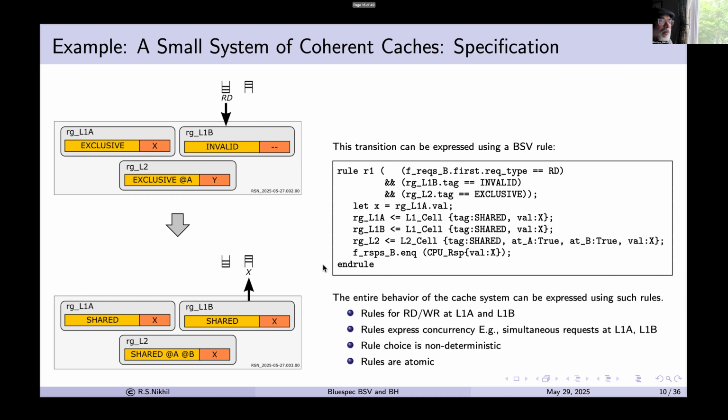Okay, and the entire behavior of the cache can be expressed using such rules. So I've given you one such rule. I'd need, of course, a symmetric rule on the L1A side. I will also need other rules that express what happens if I get a write request. If I get a write request, I already have it exclusive. If I have a write request, but I have it shared. If I have a write request, but I have it invalid. For each of these situations, we can write a rule for the different conditions there and specify what transition we want on the rule.